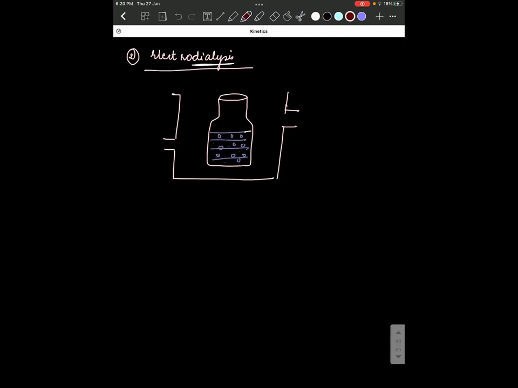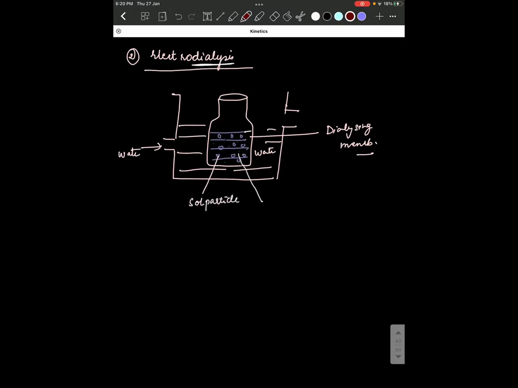Okay. Now here we are having water inside this. This is water. This will be the dialyzing membrane as it was in dialysis. And here this is the inlet for this water. These will be the colloidal particles, or we can say the sol particles, and these small ones will be true solution particles, or we can say the crystalloids.